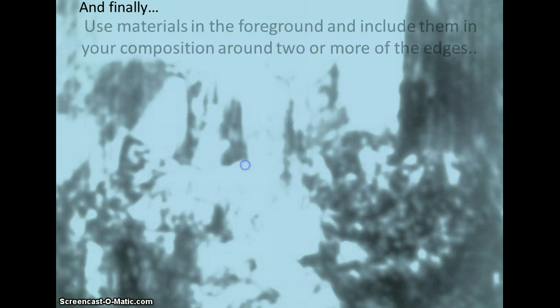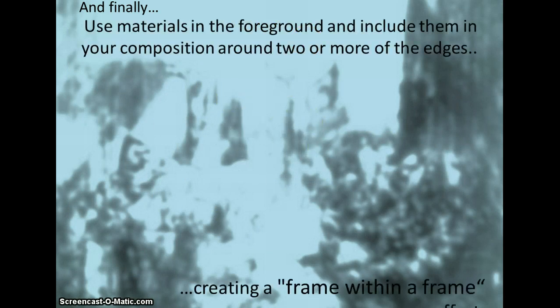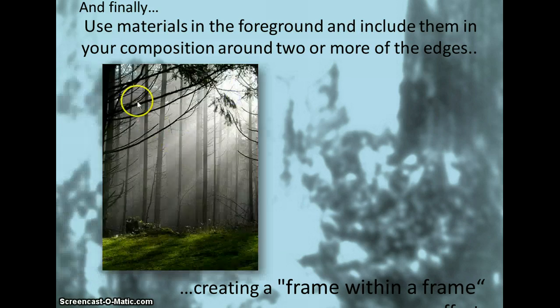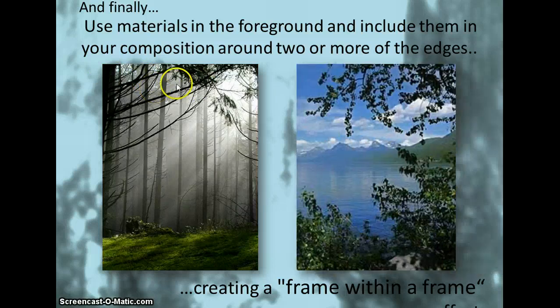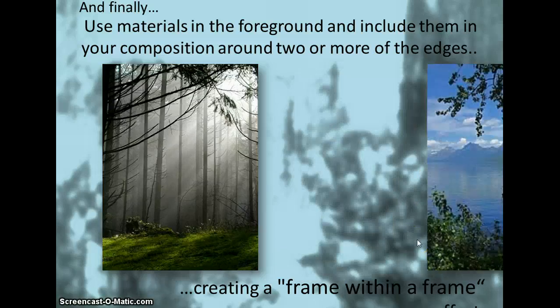Finally, I think it's a good idea to include a frame. You can use materials from your foreground and include them in your composition to create a frame effect. We can see here this tree, along with the branches down here, is like a natural frame within a frame. The same with here. We can see 1, 2, 3 edges are taken up with these bushes in the foreground that frame the landscape.